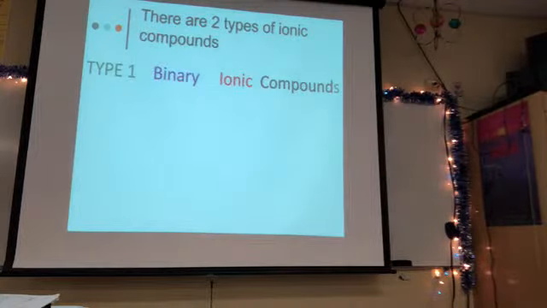Now, there are two types of ionic compounds we're going to talk about. Type 1 binary ionic compounds. I would strongly suggest you write this down. You will need to know these. Type 1 binary ionic compounds.